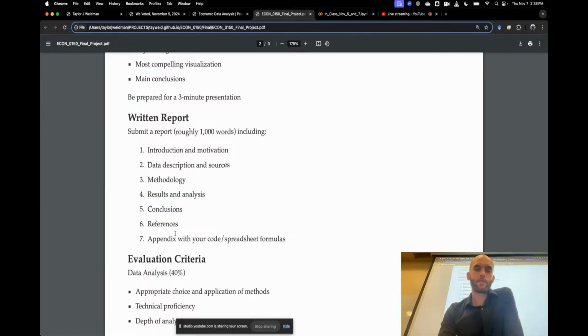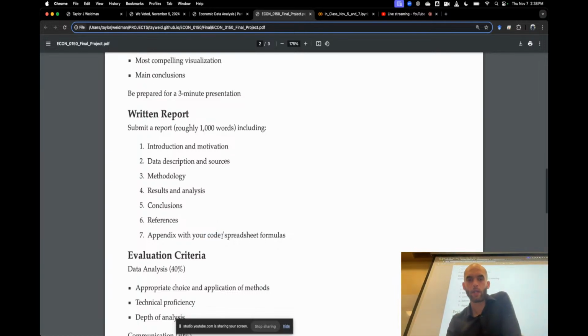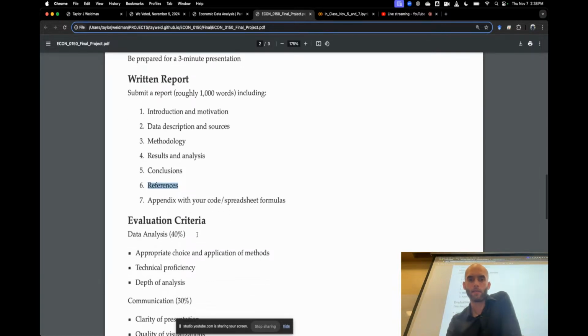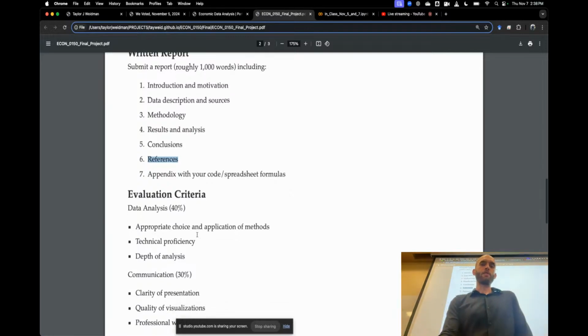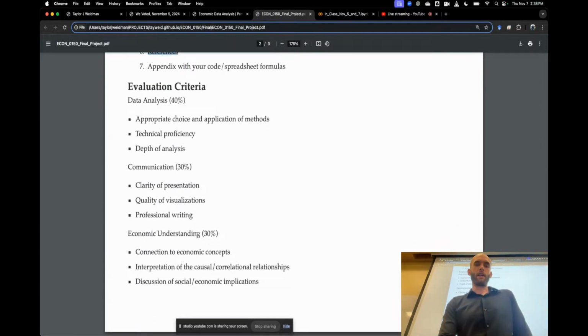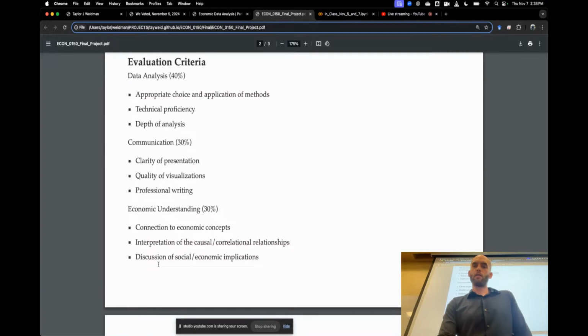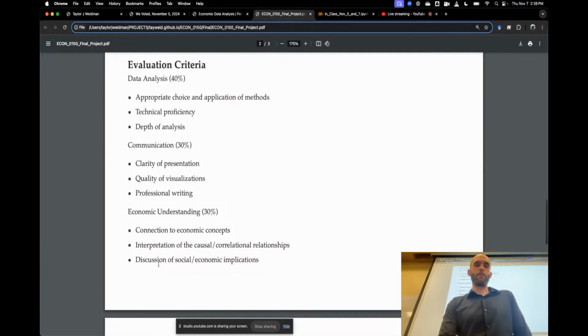And then, if you're using Python, I would look for an appendix with your code, or just code attached to it, and then some references, if you use external references in addition to your data sources. So then this is my criteria. These are the 3 parts mentioned above.